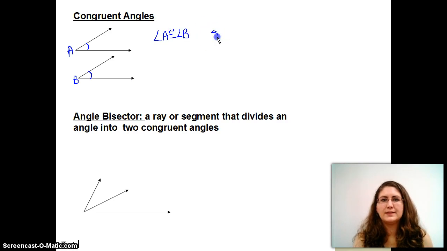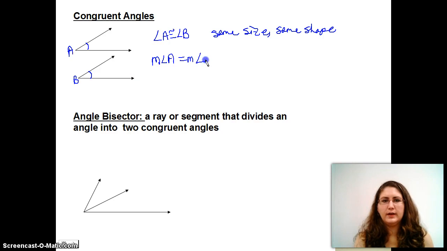Remember, congruent means they're the same size and the same shape. Right? And then also we could write measure of angle A equals the measure of angle B. And in this case, we're saying that they're the same size.